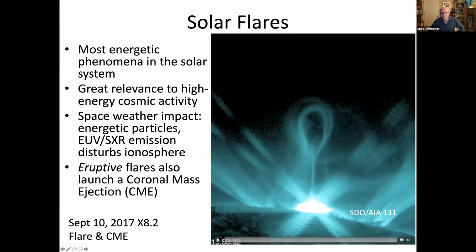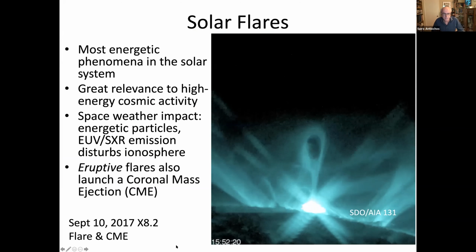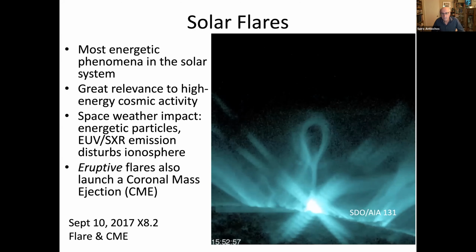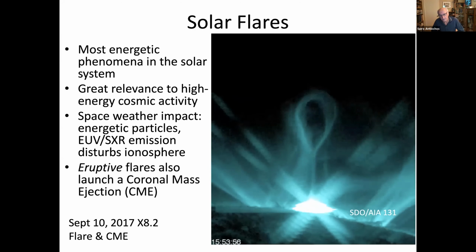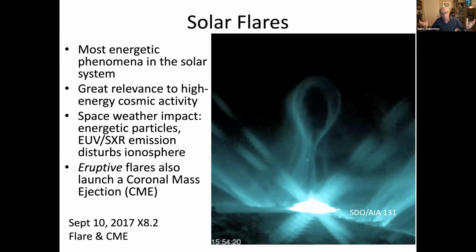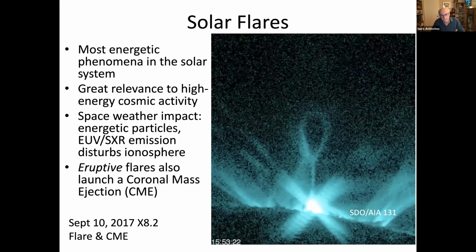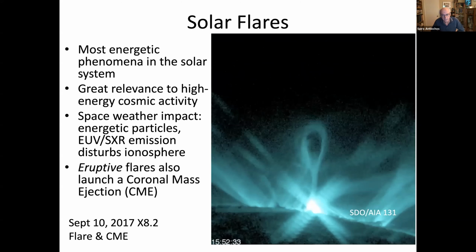So what is a solar flare? Here's a classic example of an eruptive flare. Flares are the most energetic phenomena in the solar system. They have tremendous relevance to high energy cosmic activity of all types, both in other stars and also in more exotic objects. They have extremely important space weather impact. They drive the most energetic particles, survey the ionosphere, etc.